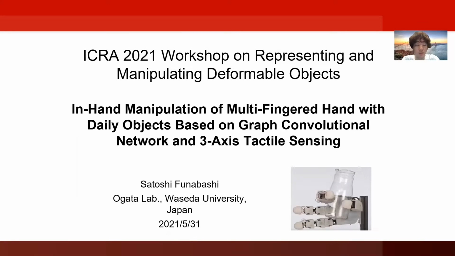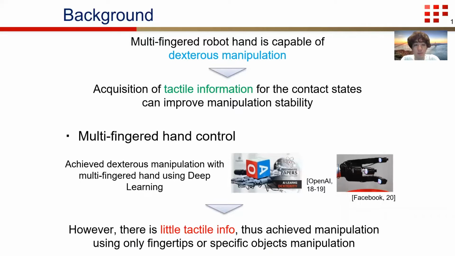I would like to talk about our research in hand manipulation of a multi-fingered hand with daily objects based on graph convolutional network and three-axis tactile sensing. In the background, the multi-fingered robot hand is capable of dexterous manipulation. On the other hand, the acquisition of tactile information for the contact states can improve the manipulation stability.